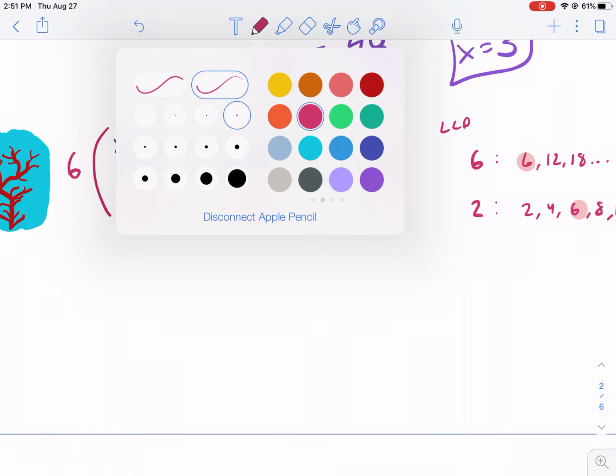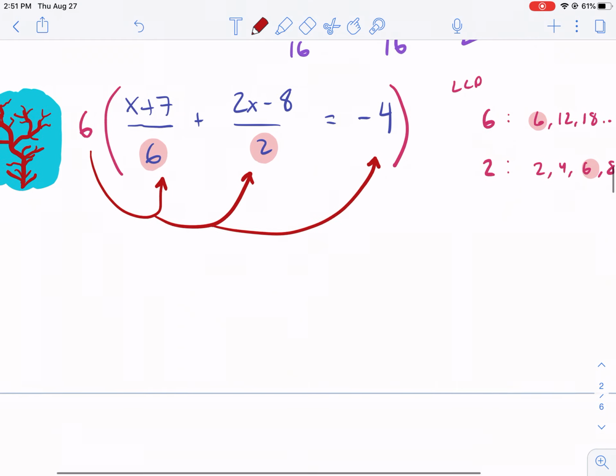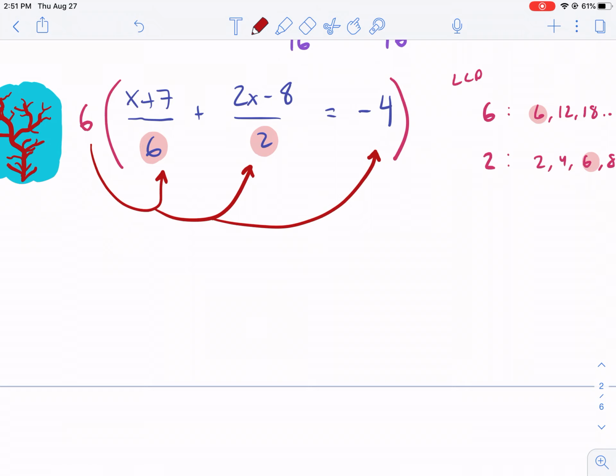When we do this, we need to distribute the 6 to every term inside the equation, okay? Term meaning separated by addition or subtraction. So we have x plus 7 over 6 times 6 plus 2x minus 8 over 2 times 6 equals negative 4 times 6. What does this do?